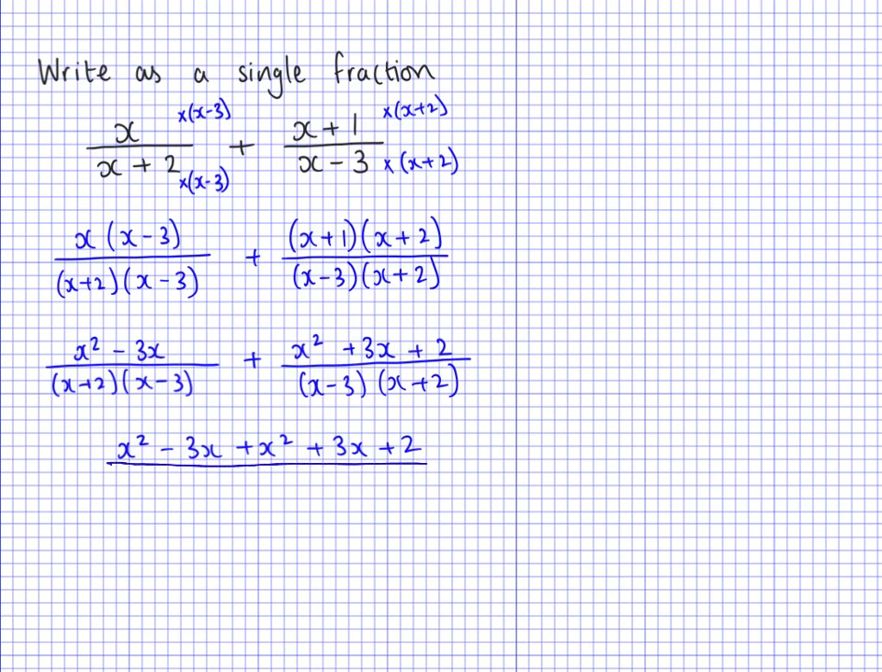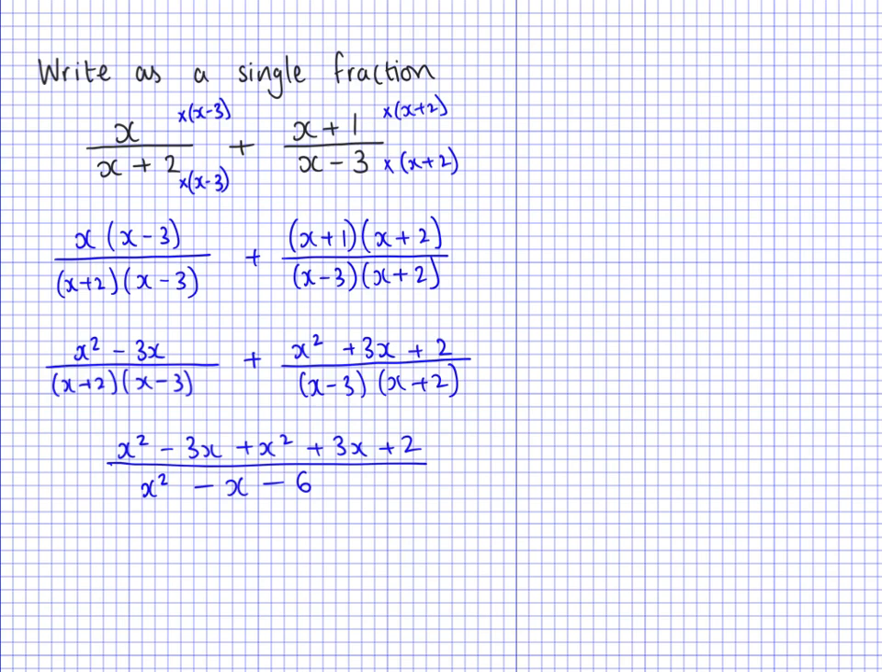And at the bottom, I'm going to get x squared. 2 times x is 2x. Negative 3 times x is negative 3x. 2x and negative 3x together make negative x, or take away x. And 2 times 3 is negative 6. And of course, this expansion here would be the same thing.